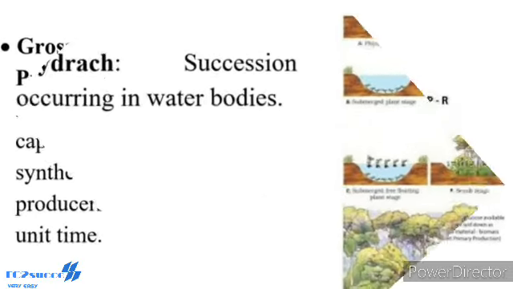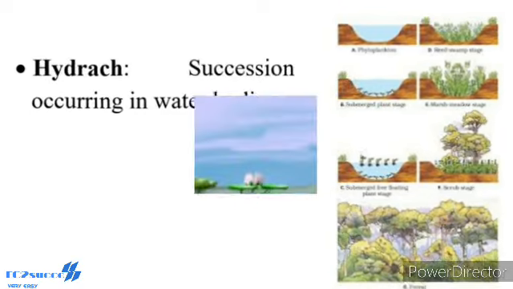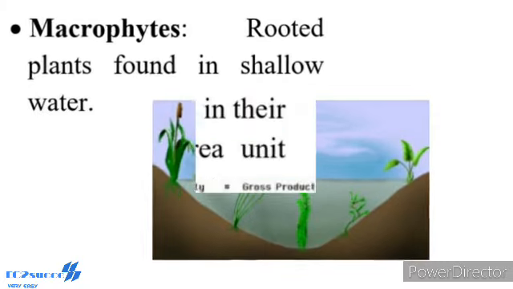Another one, hydrarch succession, succession occurring in a water body. So the hydrarch succession takes place in the wetter area, and the succession series progresses from hydric to the mesic condition. Another one, macrophytes, rooted plants found in shallow water.